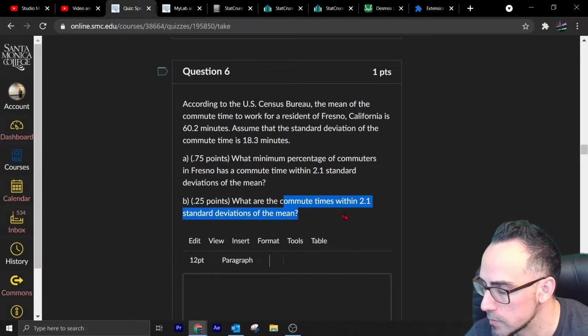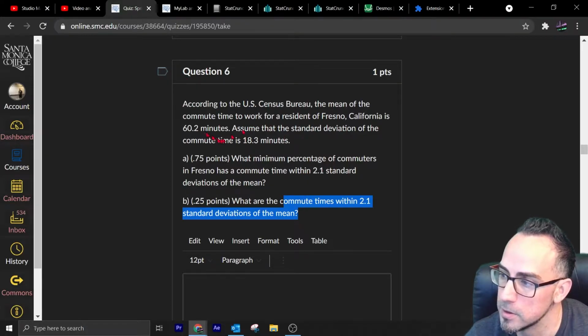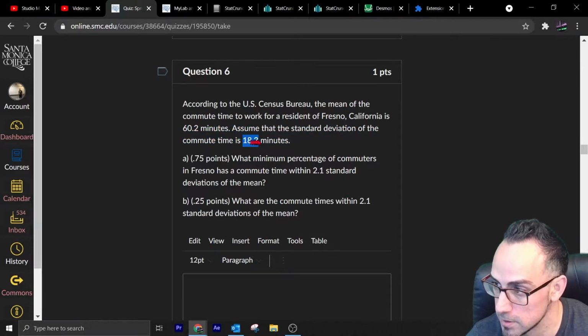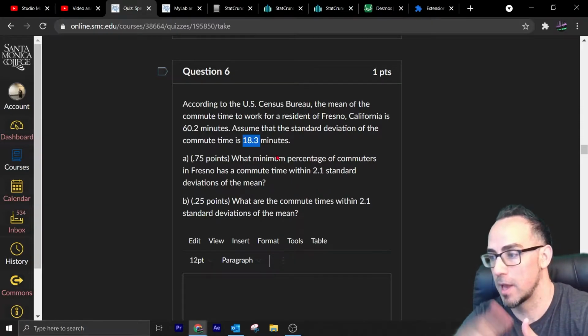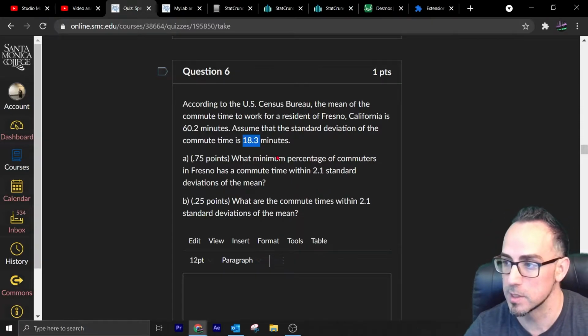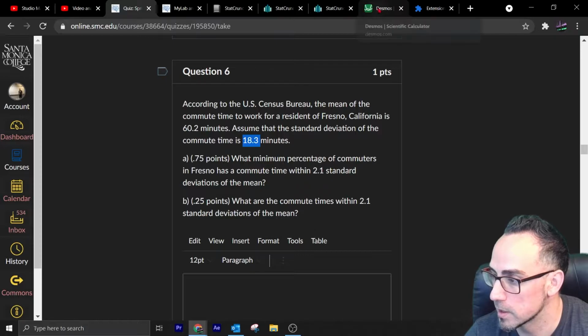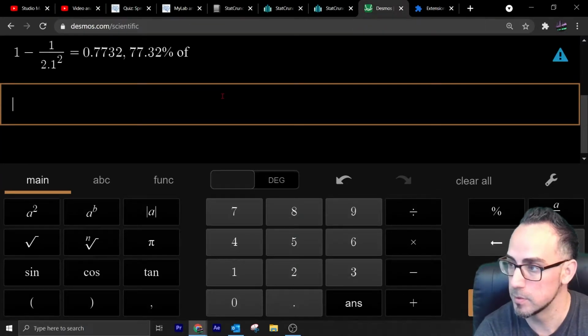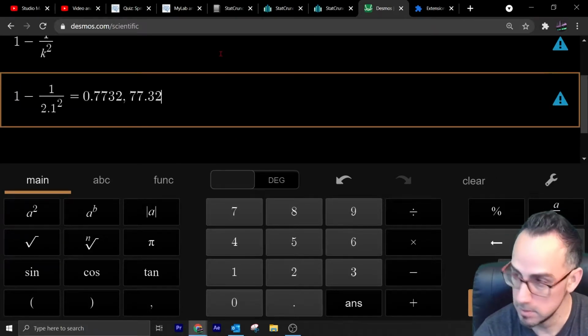What are the commute times within 2.1 standard deviations of the mean? Here's where we need the 60 and the 18.3, because 18.3 is the standard deviation. The k, the 2.1, says within 2.1 standard deviations. So we have to multiply 18.3 times 2.1, and then add and subtract that from 60.2. That's it. So you could do something like this.